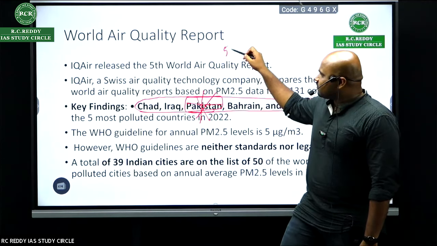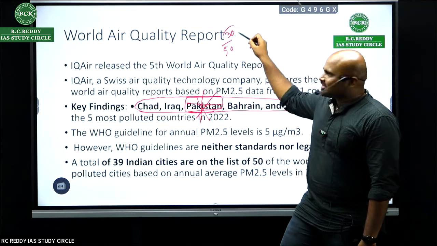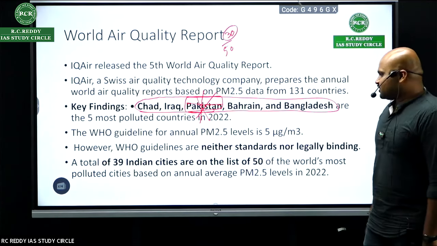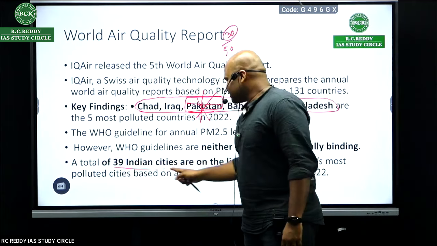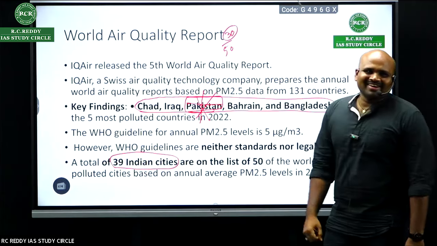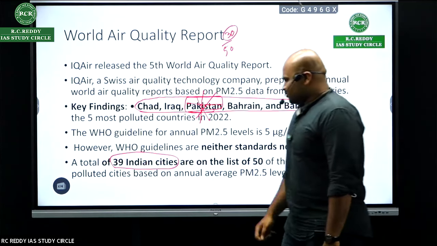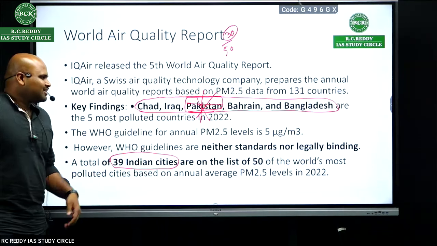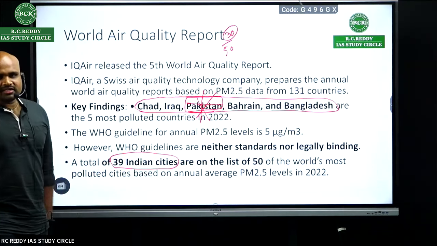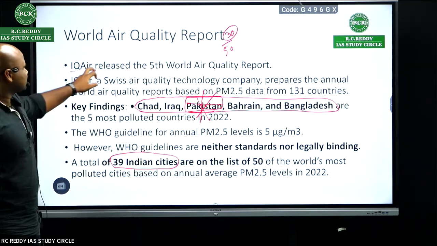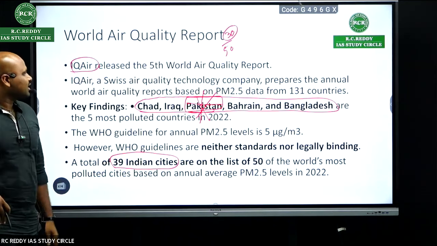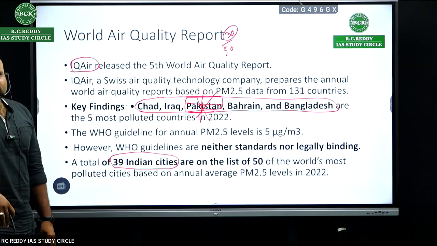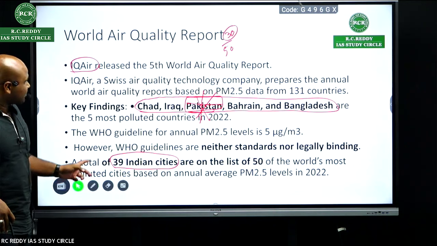In the top 50 cities, India has 30 cities. Right? 39 cities are polluted here in this context. So that is one small thing that you'll have to understand. Okay. Is this clear? Just remember this much. Who gives this? IQ Air. It's a Swiss organization which gives this particular report.